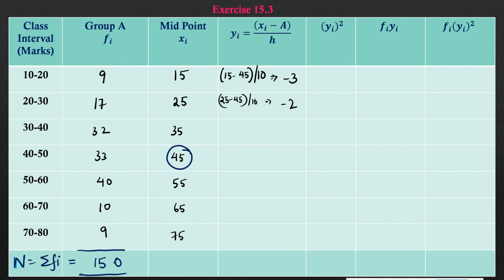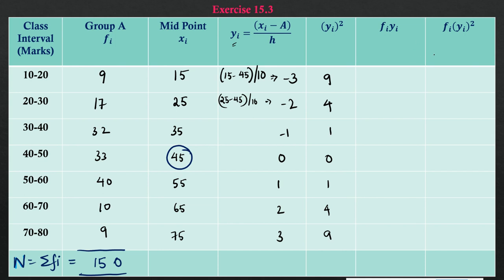So I can see a pattern over here. The same pattern will follow. Here I will get minus 1, 0, 1, 2, and 3. You should take all the values of xi, subtract the assumed mean, and divide by h, and you will get the value of yi. Next, we have yi square. Yi square is going to be 9, 4, 1, 0, 1, 4, and 9.